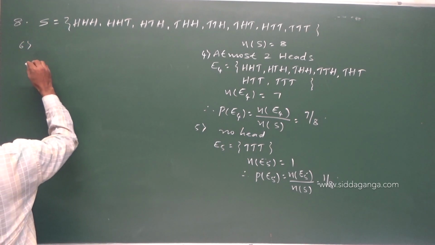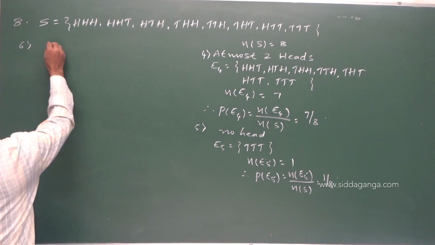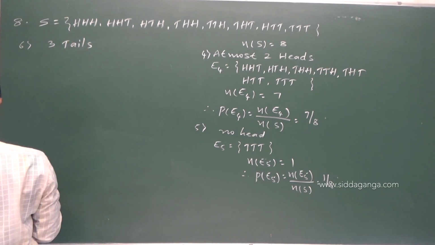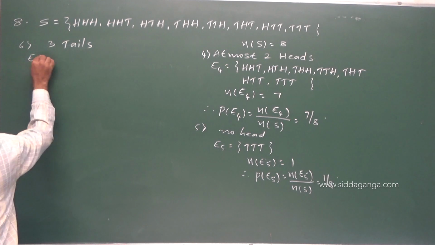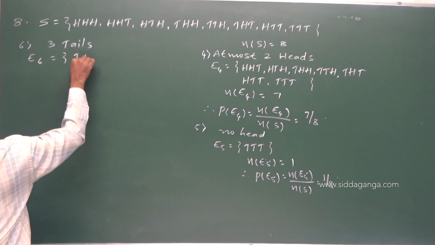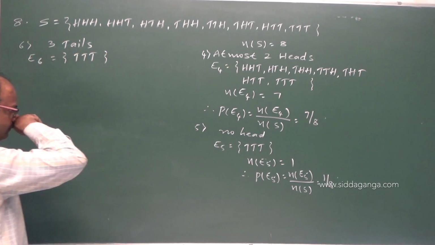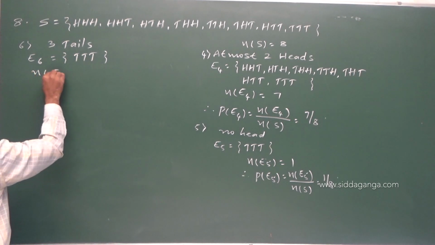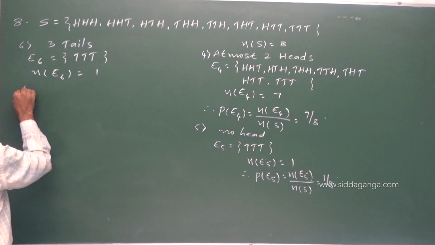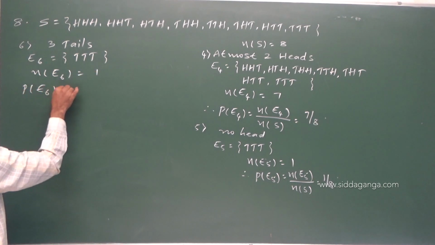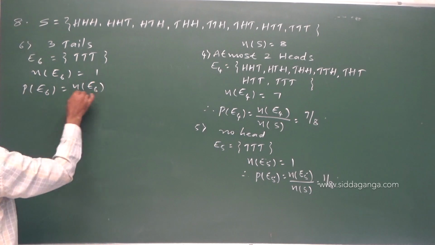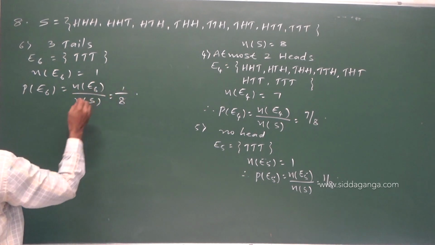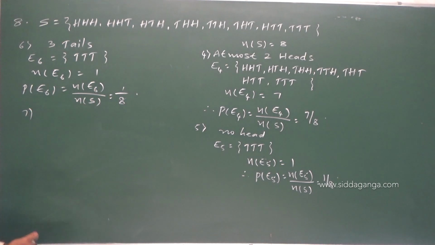Six. 3 tails. E6 is equal to, that is T T T. 3 tails. Same thing. So n of E6 is equal to 1. P of E6 is equal to n of E6 divided by n of S, which is equal to 1 divided by 8.